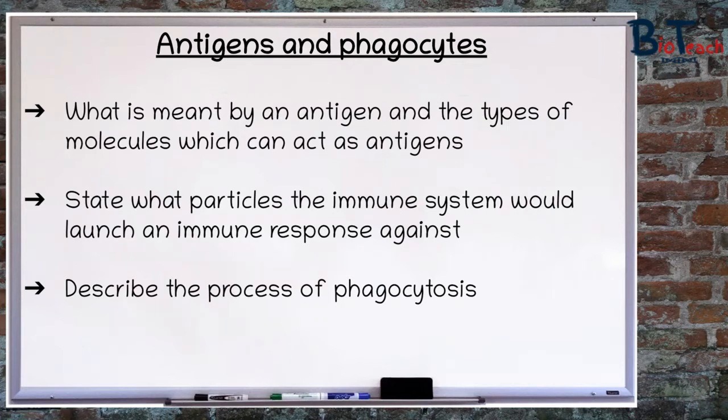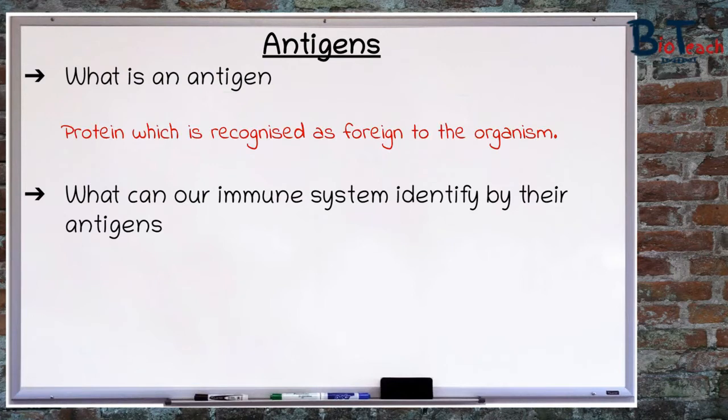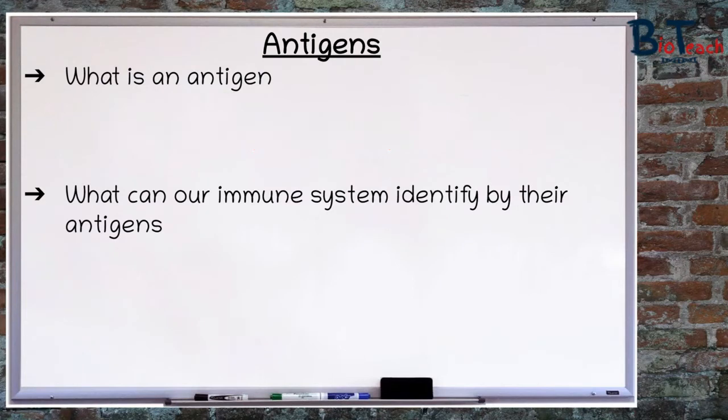So let's first talk about what an antigen is. An antigen is defined as any part of an organism, which is often a protein on the surface of a cell, that is recognised as foreign by our immune system. The next question is, what can our immune system identify by their antigens? Things like pathogens, cells from other organisms of the same species, cancerous cells, and toxins can all be identified by our immune systems, and we can mount an appropriate response against them.